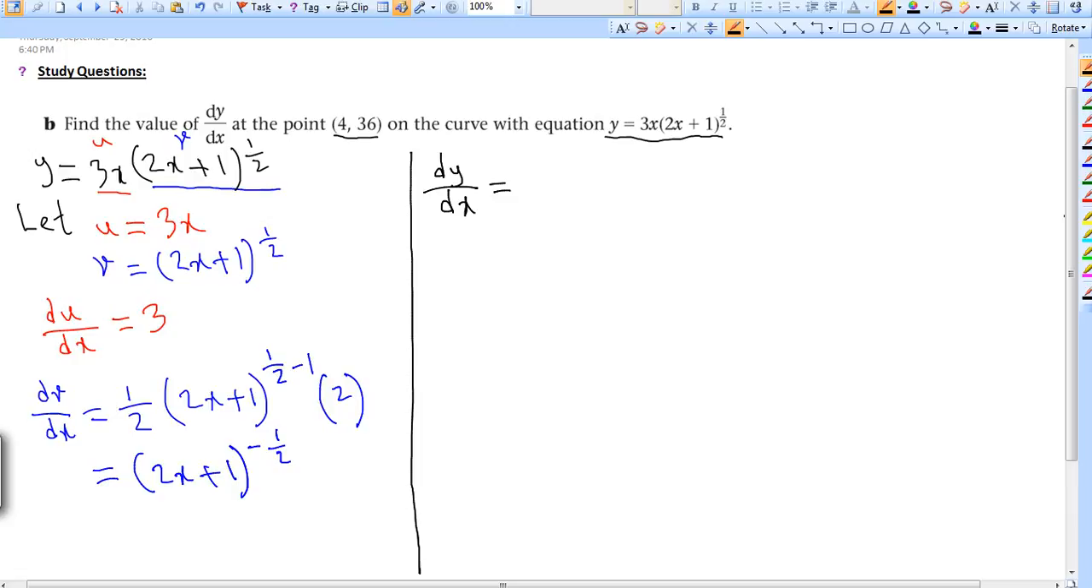Now since we can see that this is in the form of y equals uv, y equals uv, so we can write this equation. Okay, let me write this over here.